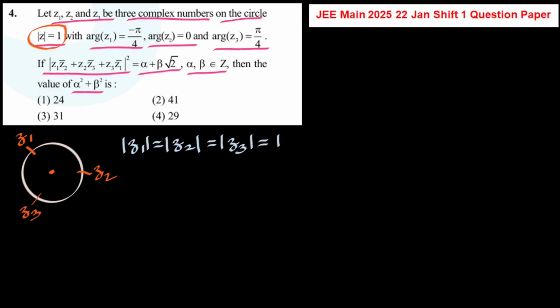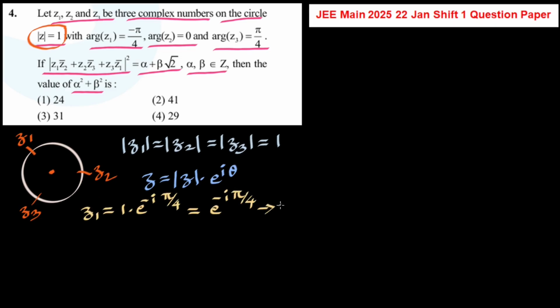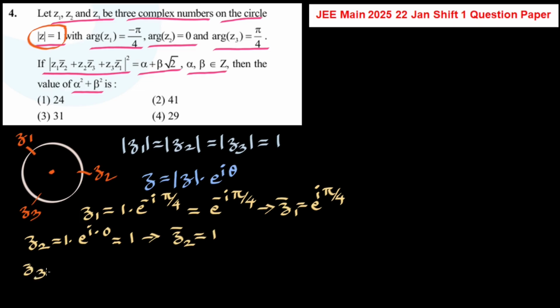Three complex numbers Z1, Z2 and Z3 lie on a circle whose modulus is 1. Therefore mod Z1, mod Z2 and mod Z3 will each be 1. Now we have Z equals modulus of Z into e raised to i theta. So Z1 will be e raised to minus i pi by 4. Therefore Z1 bar, its conjugate, will be e raised to i pi by 4. Z2 will be 1, so Z2 bar, its conjugate, will also be 1. Z3 is e raised to i pi by 4. Its conjugate, Z3 bar, will be e raised to minus i pi by 4.